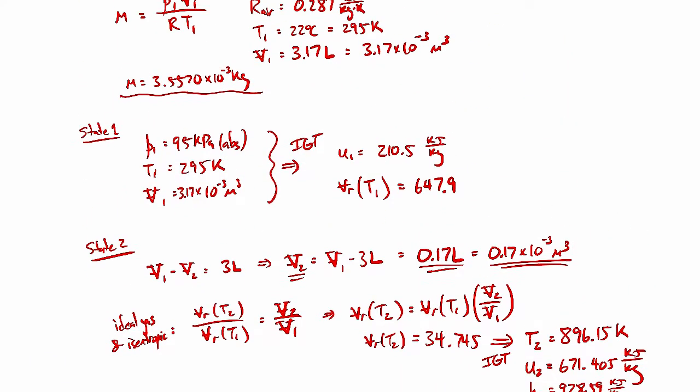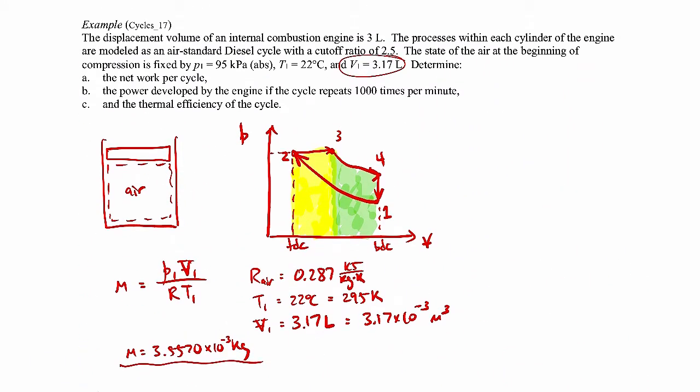To find state 3, we're going to make use of the cutoff ratio. We're told in the problem statement the cutoff ratio is 2.5. So what is the cutoff ratio? The cutoff ratio is the ratio of the volume at state 3 to the volume at state 2. It's basically how much of that volume, as the piston moves downward from top dead center toward bottom dead center, is involved in the combustion process. So that's called the cutoff ratio.